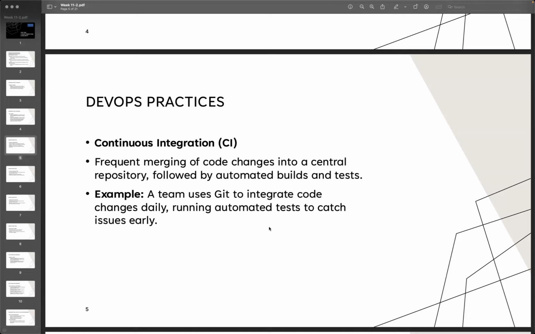Also, you will know there is a fork function. You can look at other developers who upload source code, then fork it and copy it to your local machine, and then test and modify. This is something off topic, but I want to let you know we can use Git to integrate the code changes daily, and then run automated tests to catch issues early.